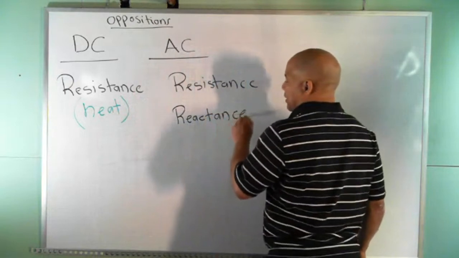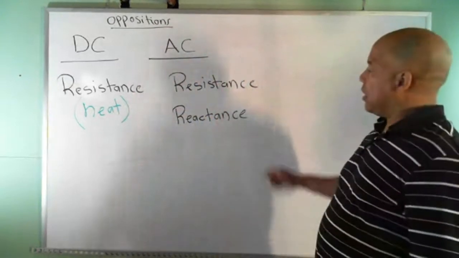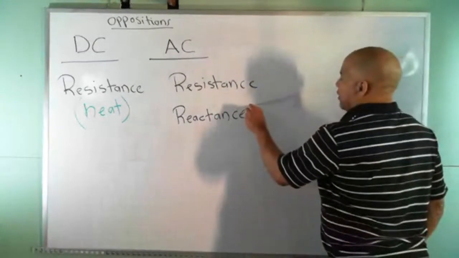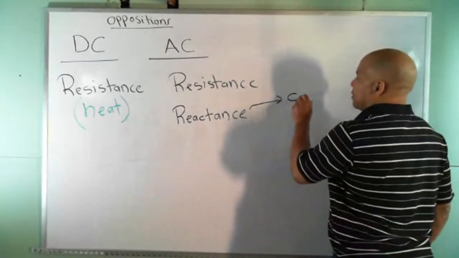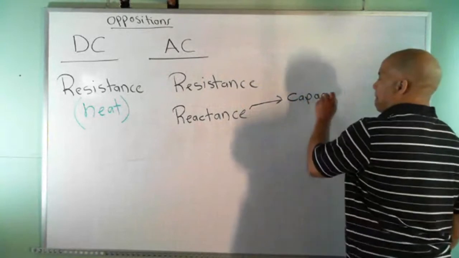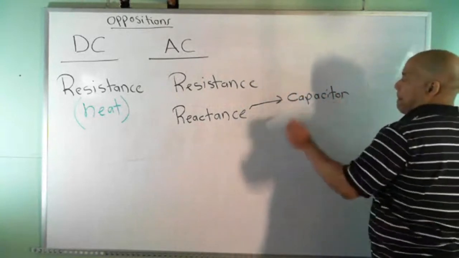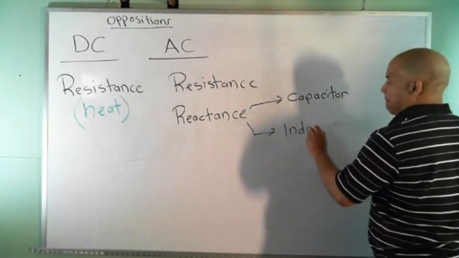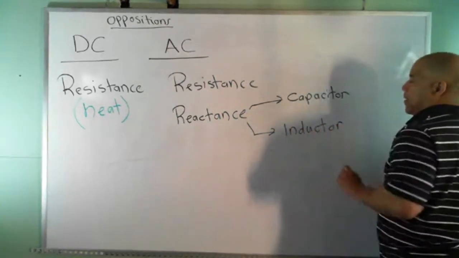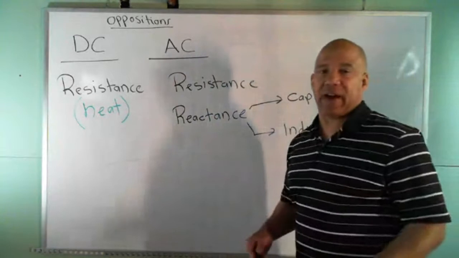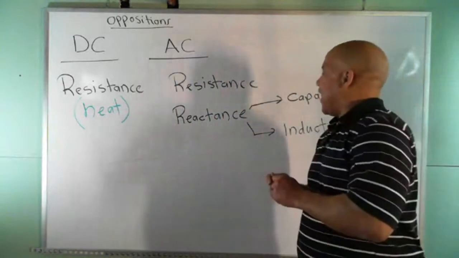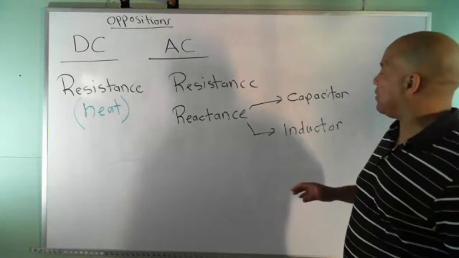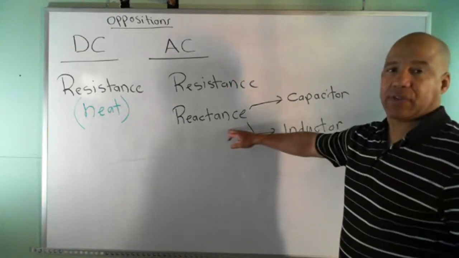And that's the new one, reactance. Reactance is the opposition you get when you have a capacitor or an inductor. These are what we call reactive devices. So if I have a capacitor or inductor, I get another type of opposition called reactance.